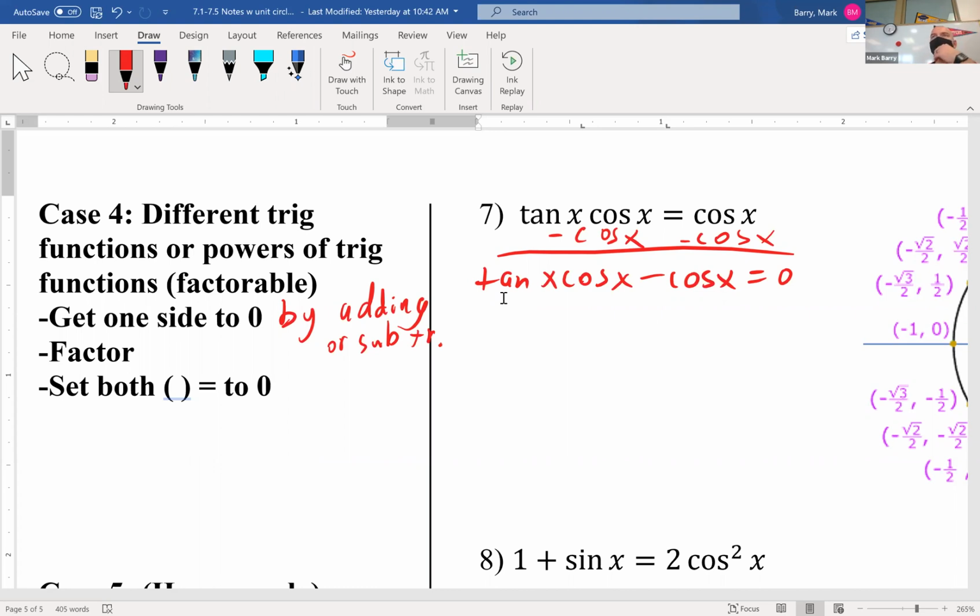And factoring on this one, since nothing is squared, but we have two terms, factoring means GCF. All right, so some people say F it, I say GCF it. How about that? So what's the common factor between these two terms? Well, I think it's pretty clear, it's cosine x, right? So if I take out cosine x, it leaves me with tan x minus 1.